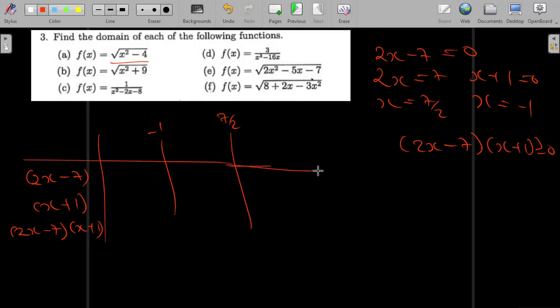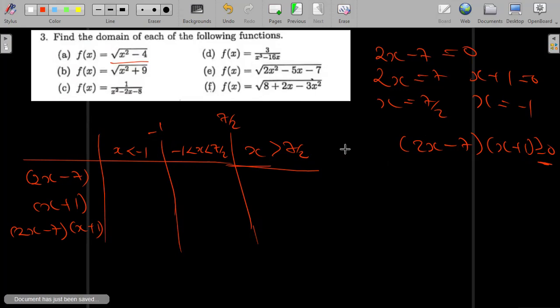This means x is less than negative 1, x is in between negative 1 and 7 over 2, which is like 3 point something, and the other one means x has to be greater than 7 over 2. Now you want to check the signs. What we're interested in has to be greater than or equal to 0.